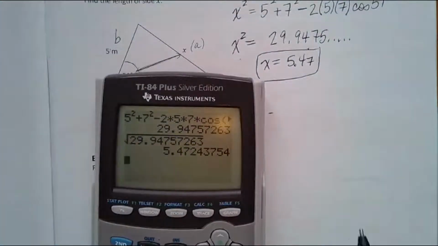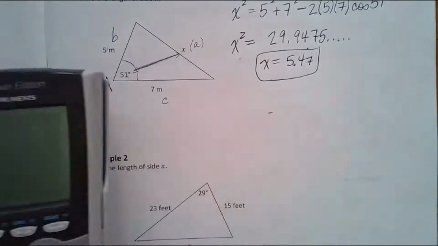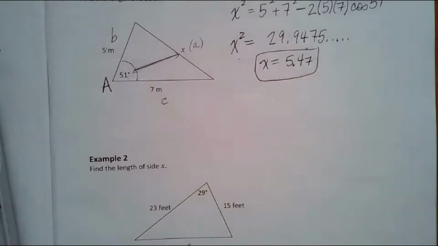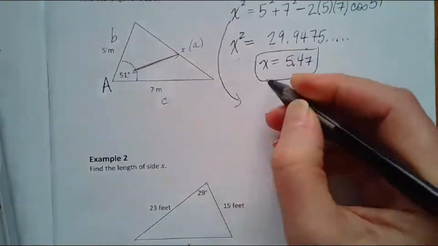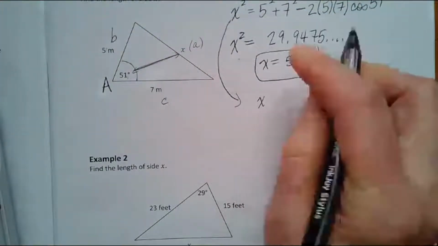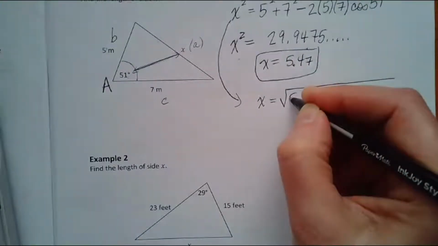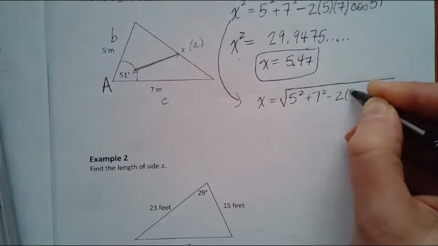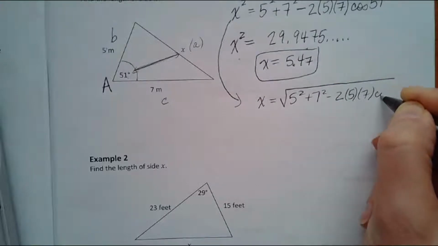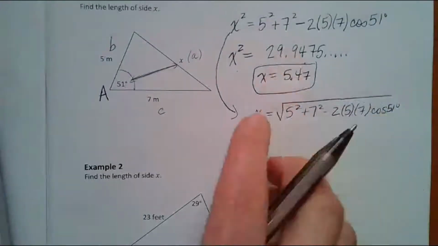Now, you could actually type this in another way. I'll show you another way in a minute. You could have typed your square root. You could do this as well. If x squared equals this, x will equal the square root of 5 squared plus 7 squared minus 2 times 5 times 7 times cos 51. Right? You could just do everything in one step, so you don't have to do that extra step.